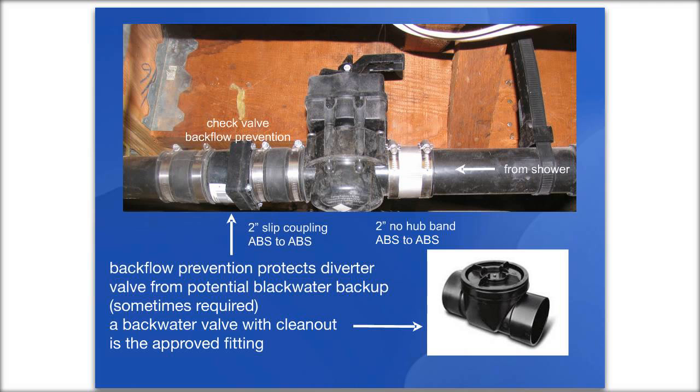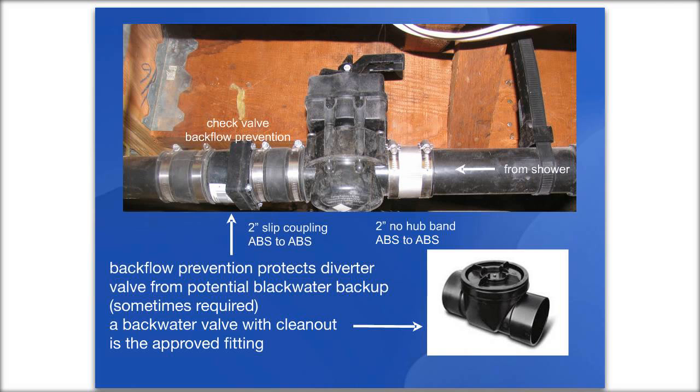So the check valve or backwater valve basically only allows water to flow in one direction. So the shower water coming from the right-hand side can flow through the three-way valve and through that, in this case, pictured check valve. But if there was sewage trying to come back, the check valve would prevent it from going to the three-way valve.